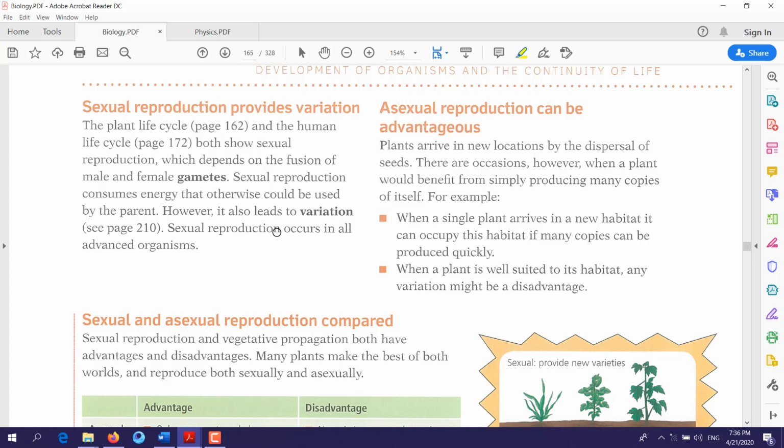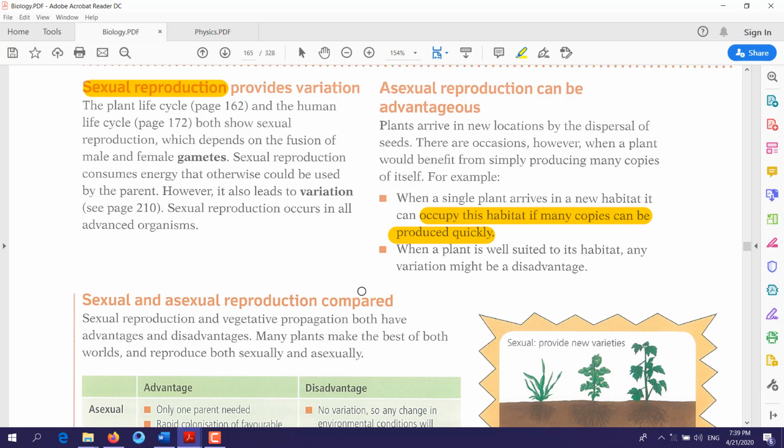Another meaning for variations here, we will say some different characteristics. For example, if we take ourselves as an example, all of us came from a father and mother, okay? But we are human, but our characteristics differ from our parents. So what happened, it's a variation. So the variation, it happened by what? By sexual reproduction.